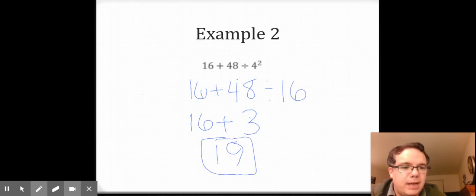Notice I showed all my steps. I rewrote the problem each time. I didn't cut anything off. I didn't use weird carets or weird arrows. I rewrote the problem and showed each step.